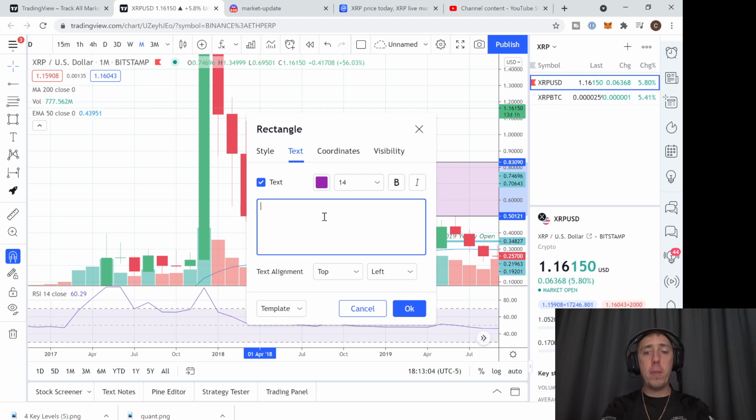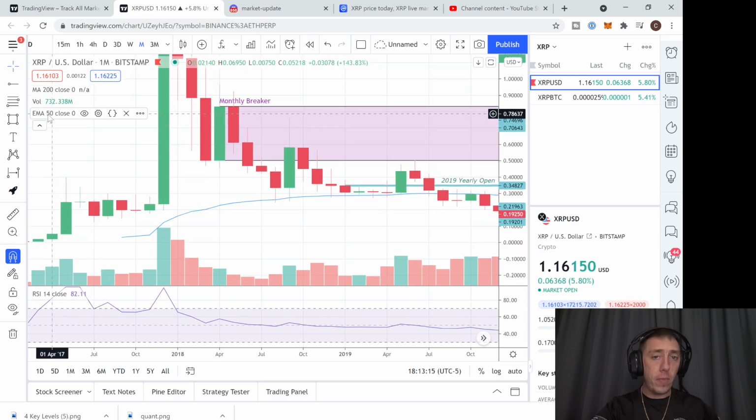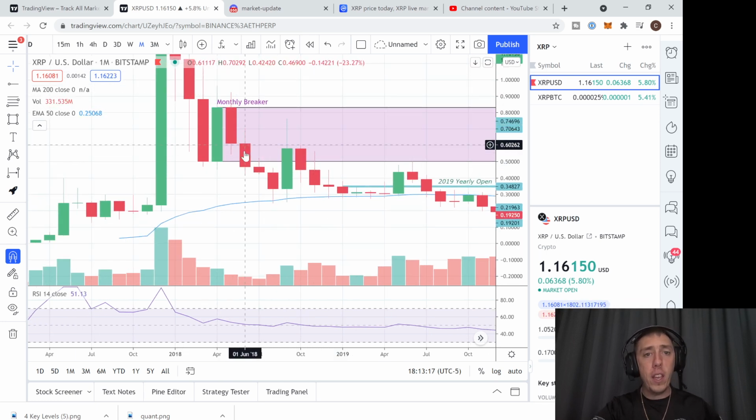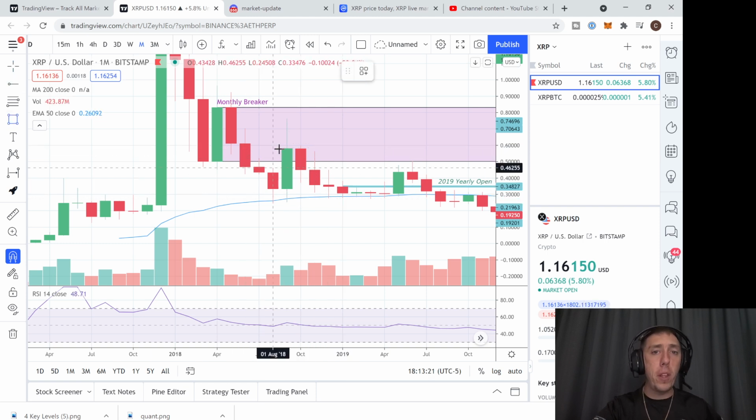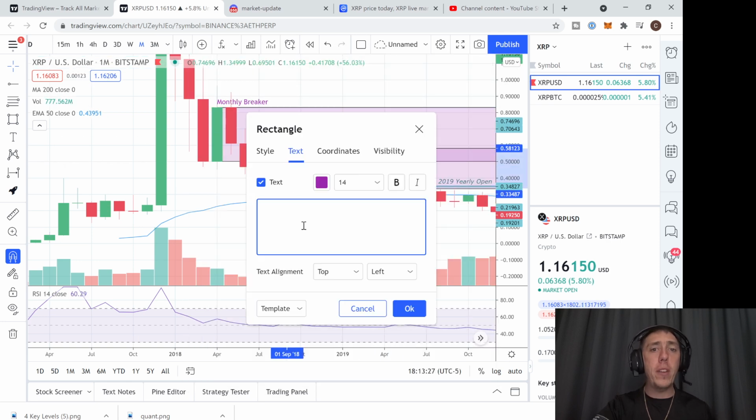I'm going to go over here and call it a monthly breaker. And I'm going to list it from the entire candle body, not the wicks, just the body. Now we have another one right here. Why? It goes down, we have a fight back, continuation down. So this is another monthly breaker. And it's going to overlap, and that's totally fine, guys. What that overlap means is we have additional confluence with the chart that this is a very important level. Monthly breaker.